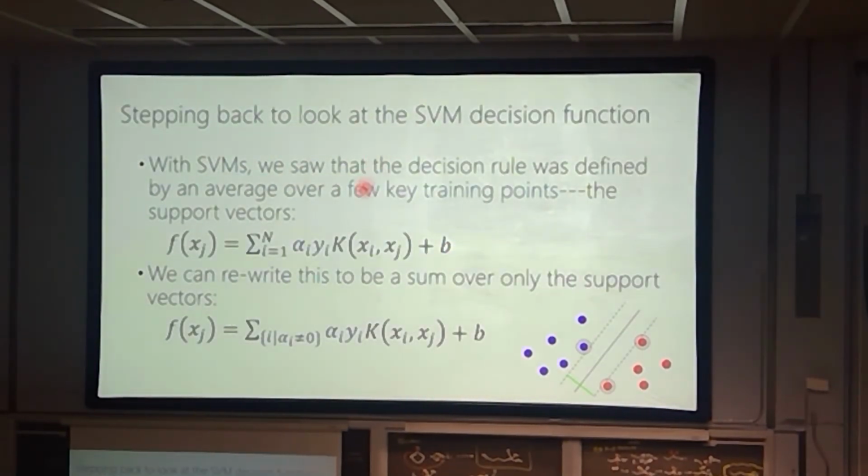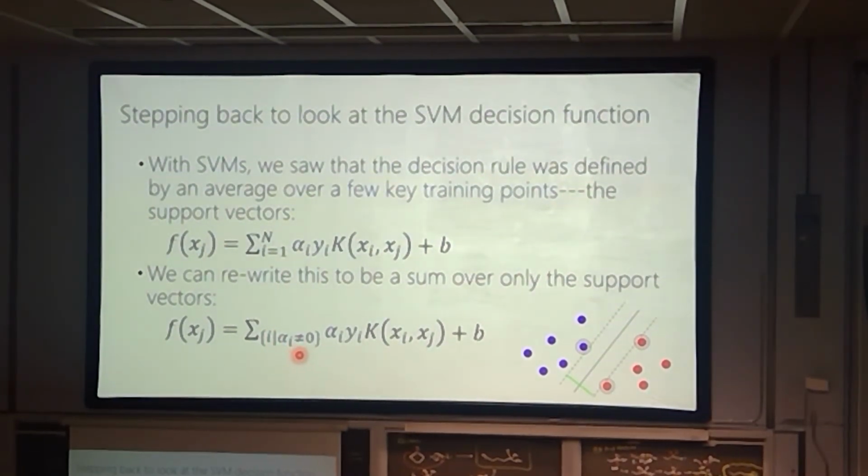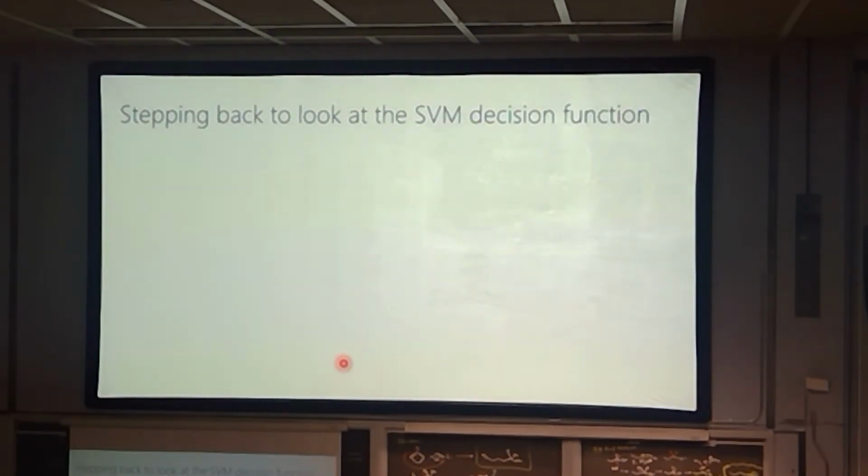Okay, so I emphasized this point just now, which is that in SVMs, the decision rule was defined by an average over a few key training points, the support vectors, which either lie on the margin or violate the margin. We always write it as a sum over all the data points, even though we know most of them drop out to 0, right? So I could rewrite this as a very small sum over just those that are support vectors. And then it looks like this. Okay, great. What does that get us?